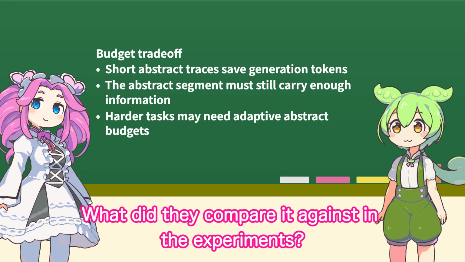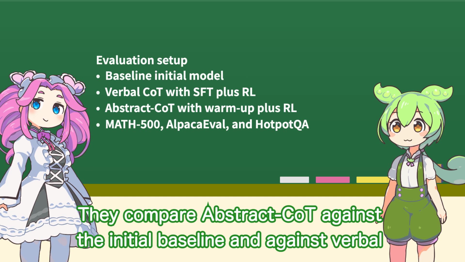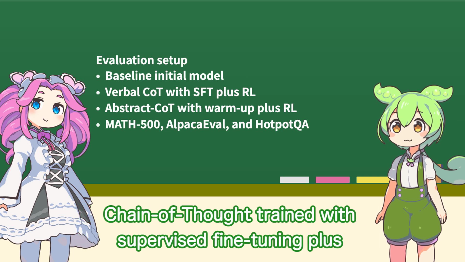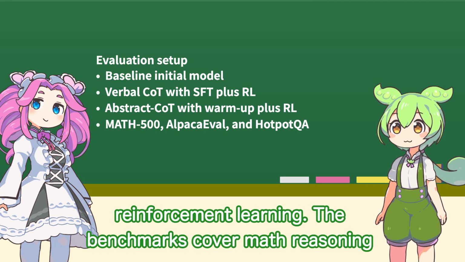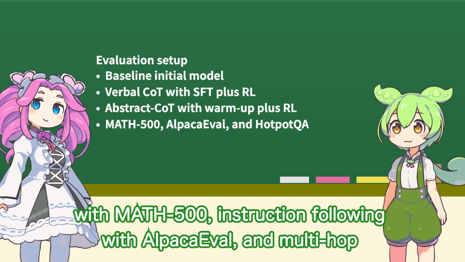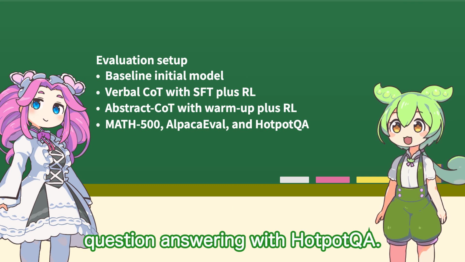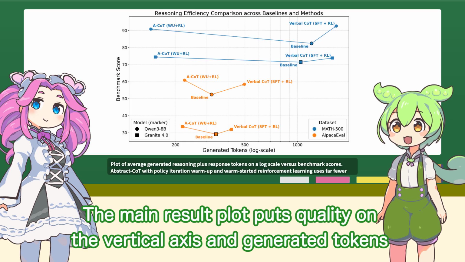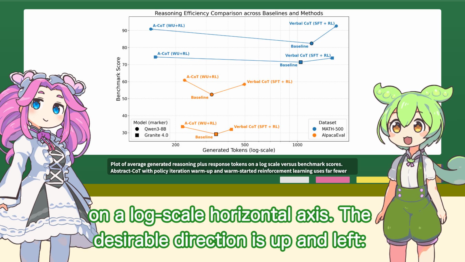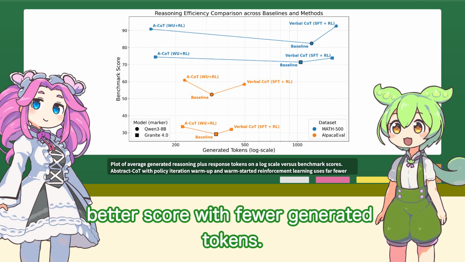What did they compare it against in the experiments? They compare abstract CoT against the initial baseline and against verbal chain of thought trained with supervised fine-tuning plus reinforcement learning. The benchmarks cover math reasoning with MATH 500, instruction following with AlpacaEval, and multi-hop question answering with HotpotQA. The main result plot puts quality on the vertical axis and generated tokens on a log scale horizontal axis. The desirable direction is up and left: better score with fewer generated tokens.